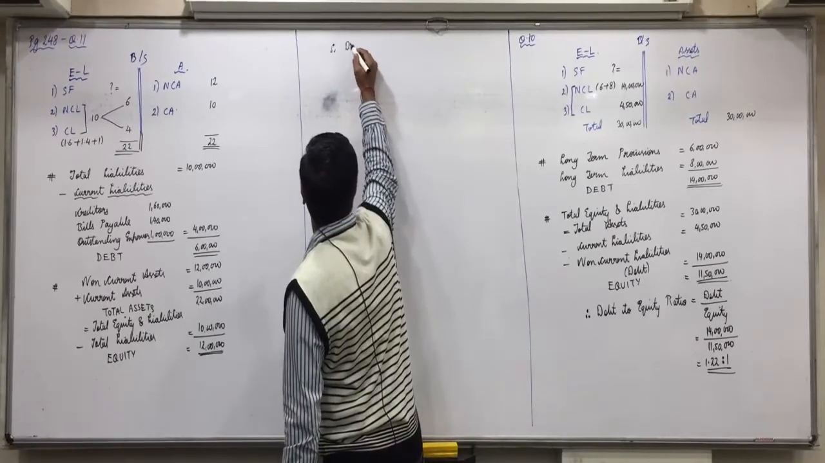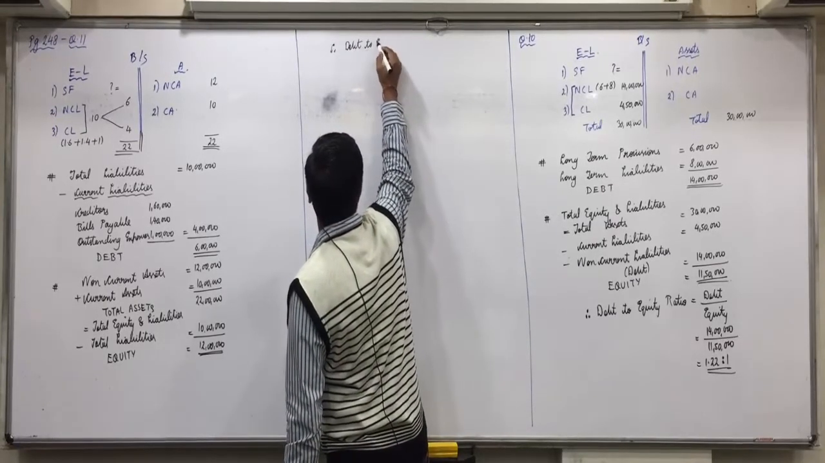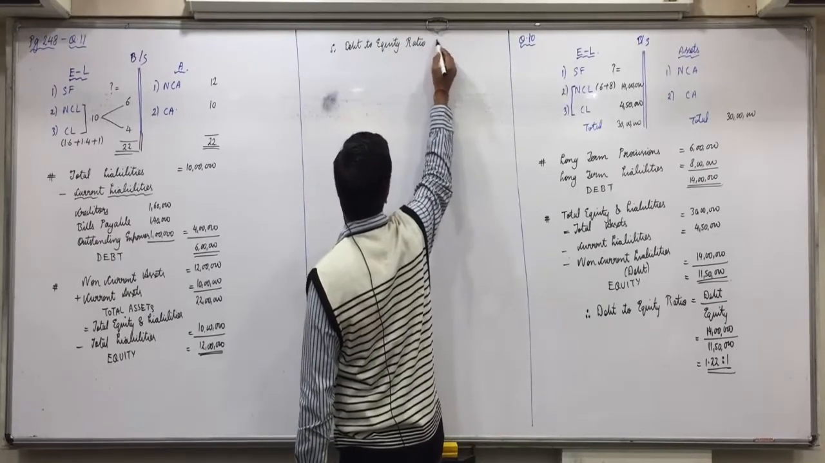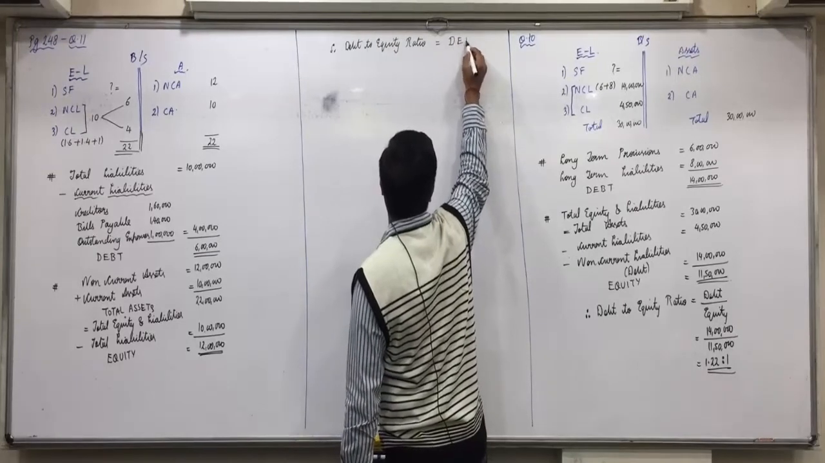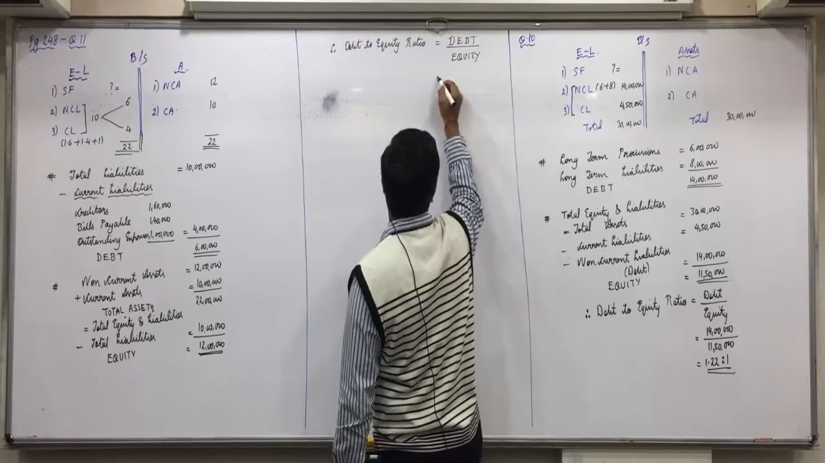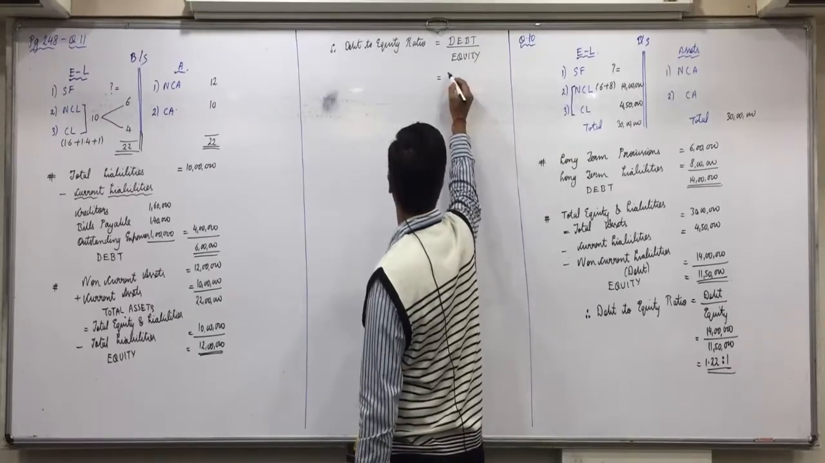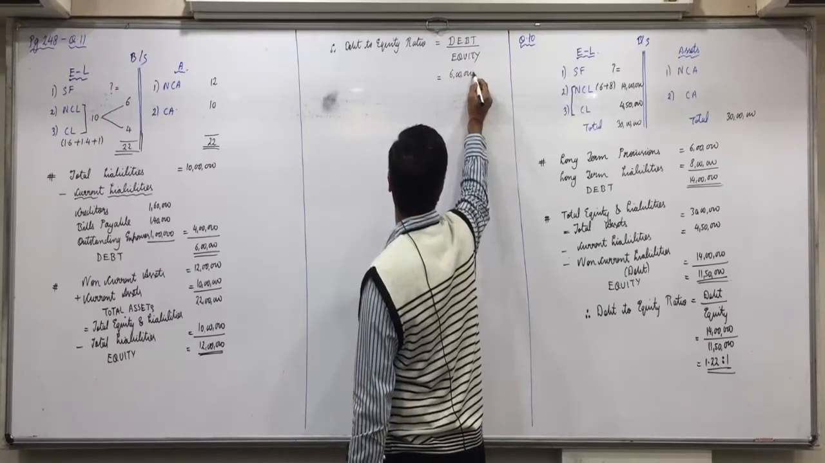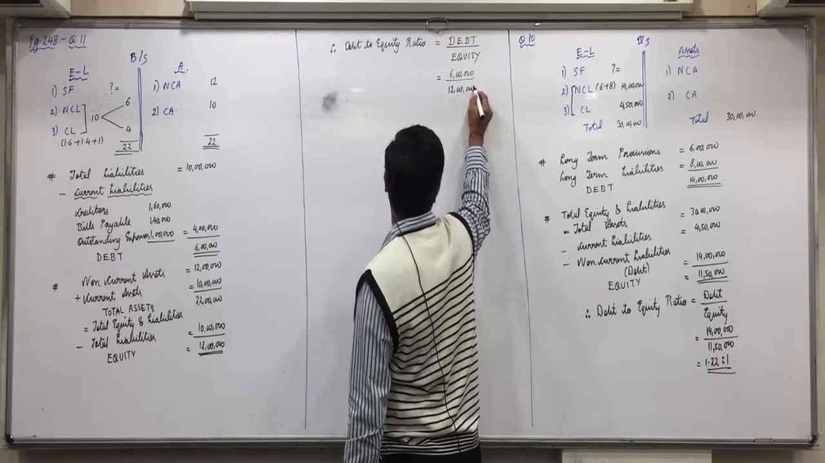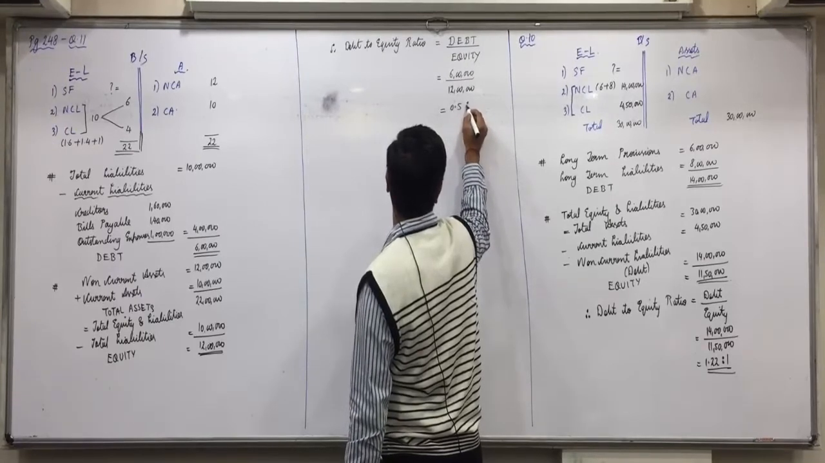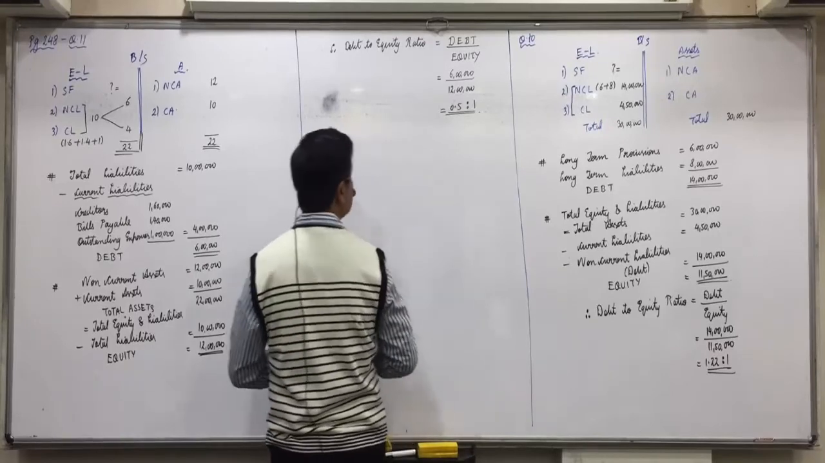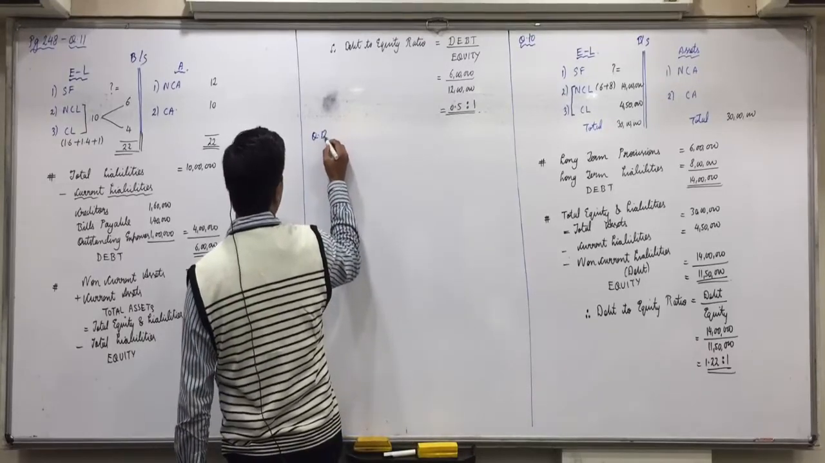Therefore, debt to equity ratio is equal to debt upon equity. So 6 lakhs upon 12 lakhs, 0.5. 0.5 is to 1. Is every one of you clear with this? Yes, sir. And last question for today.